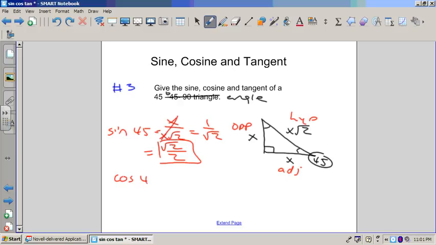What is the cosine of 45 degrees? Well, it's going to be the adjacent over the hypotenuse, which is x over x root 2. How about that? In a 45-degree angle, the sine and the cosine are the exact same number, the square root of 2 over 2. And finally, what is the tangent of 45 degrees? The tangent of a 45-degree angle is the opposite over the adjacent, which is x over x, which is 1.